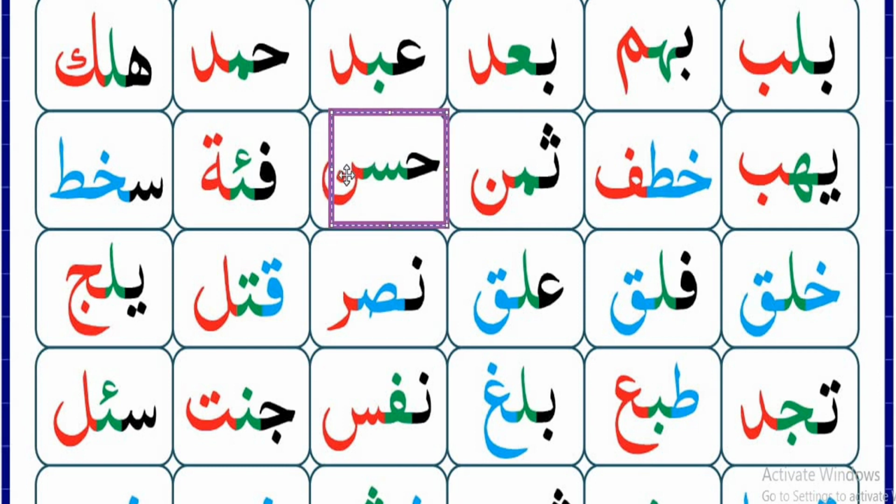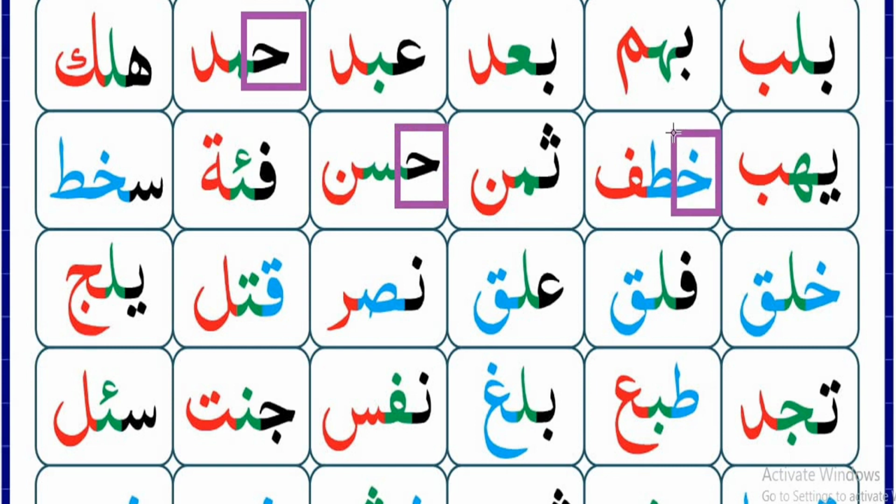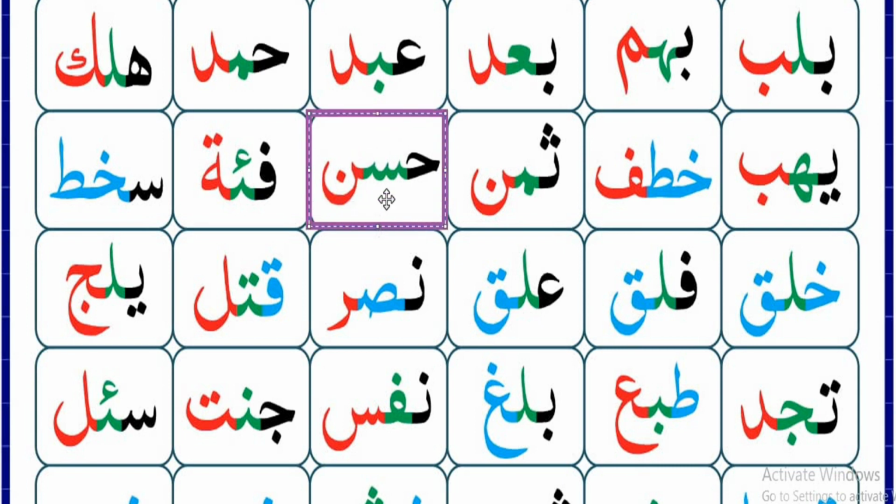And here the first one is ha. That was ha here. They both look exactly the same. It is the same letter. And this one is also similar, but it has 1 dot on top. So the one that has a dot on top is kha, and the one without a dot is ha. So it's ha, seen, and noon.